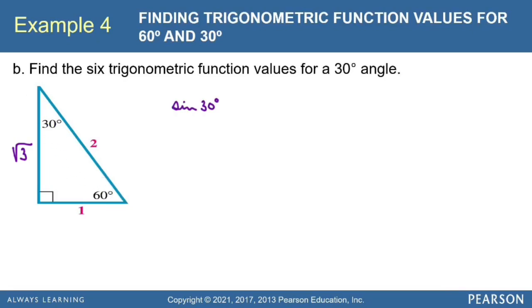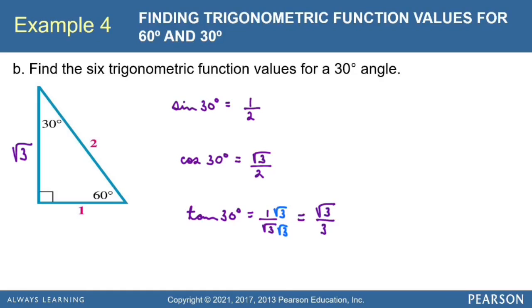So now for the sine of 30 degrees, we think opposite over hypotenuse, so that's going to be 1 over 2. And then for the cosine of 30 degrees, we think adjacent over hypotenuse, so that's going to be square root of 3 over 2. And the tangent of 30 degrees is going to be opposite over adjacent, so that's 1 over square root of 3. And then when we rationalize that, we end up with square root of 3 over 3, just like we did on the cotangent of 60 degrees.